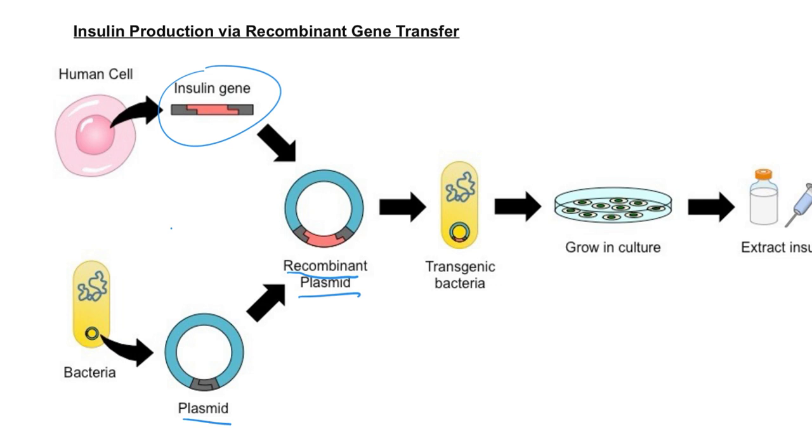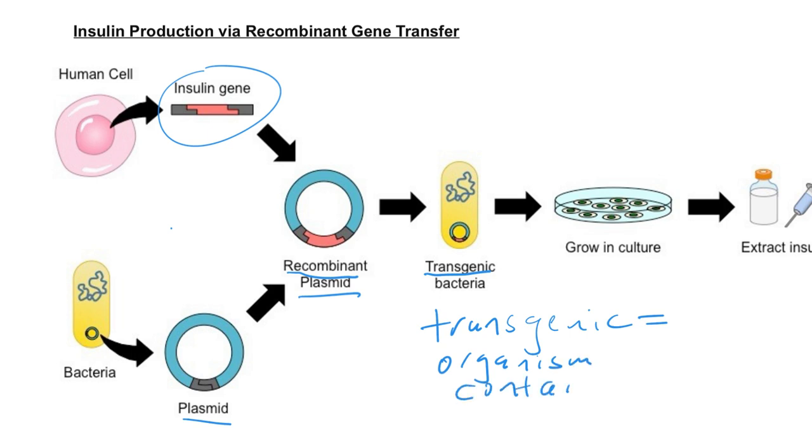Whenever a new organism has recombinant DNA in it, it is called a transgenic organism. Transgenic is an organism containing recombinant DNA.